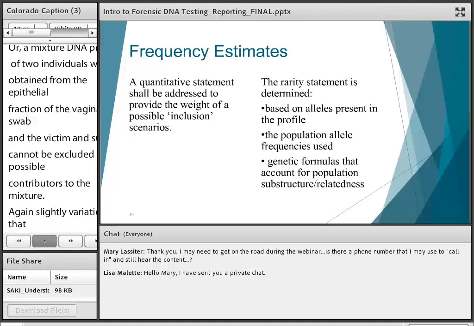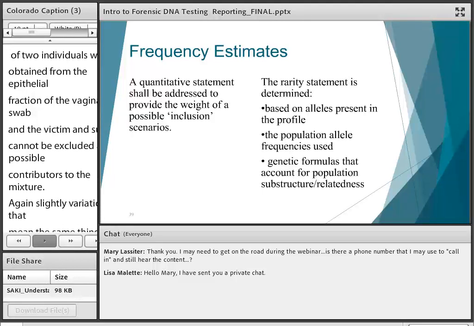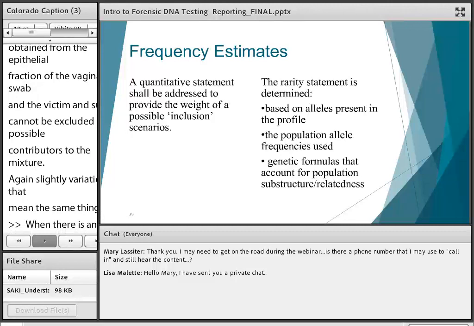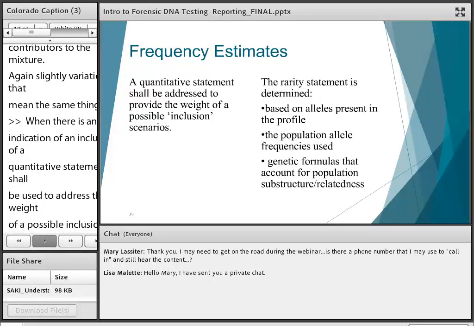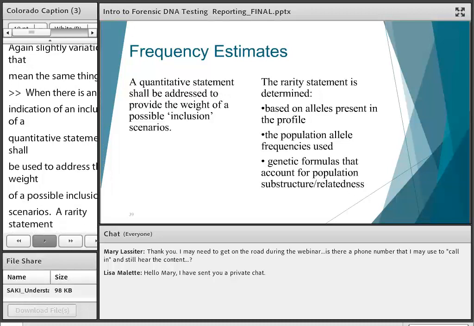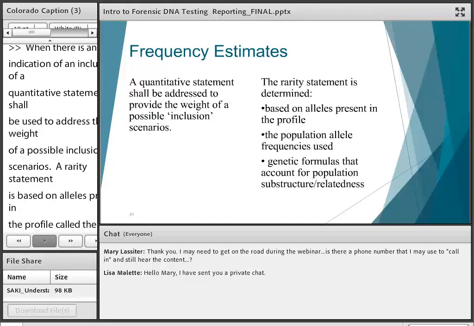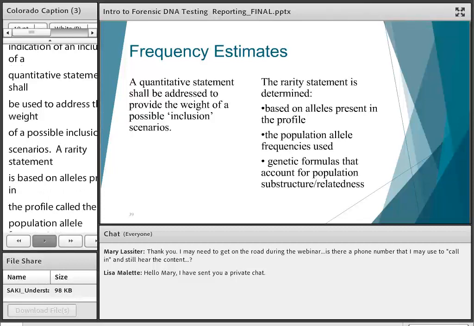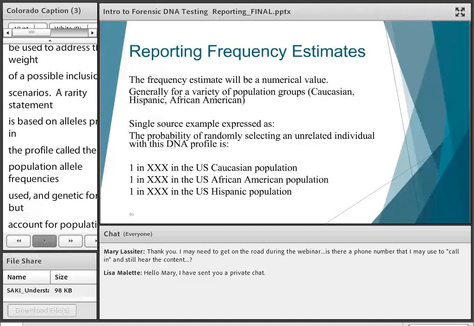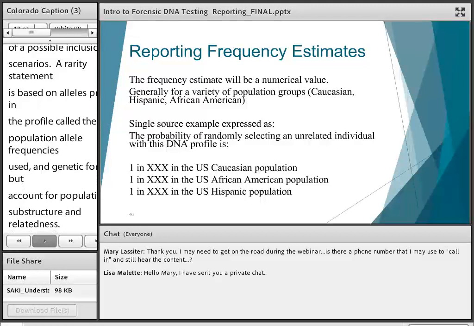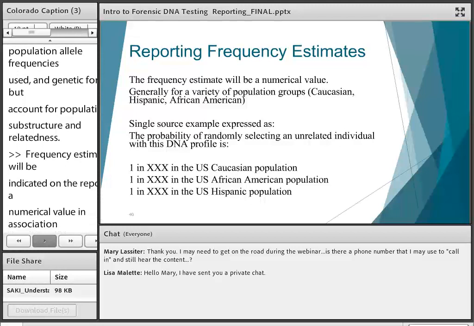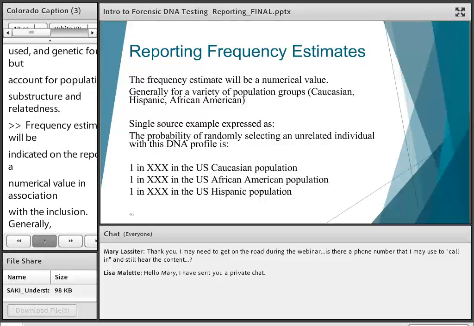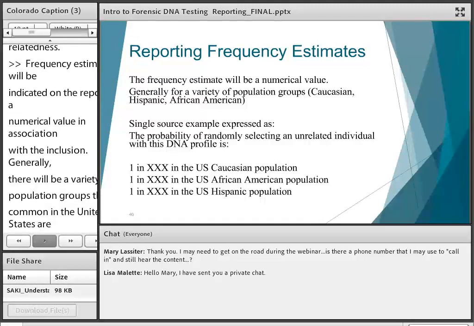When there is any indication of an inclusion, a quantitative statement shall be used to address the weight of the possible inclusion scenario. A rarity statement is based on the alleles present in the profile, the population allele frequencies used, and genetic formulas that account for population substructure and relatedness. Frequency estimates will be indicated on the report by a numerical value in association with the inclusion. Generally, there will be a variety of population groups that are common in the United States or common to the jurisdiction that you're located in, such that you may see numbers for Caucasian population, Hispanic, or African American.